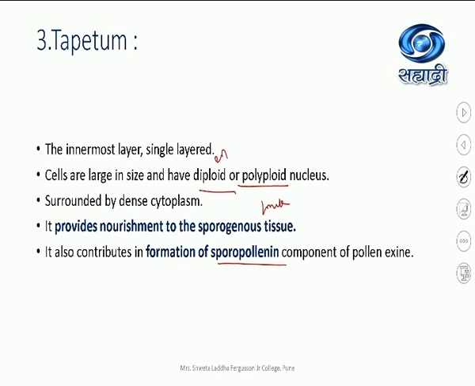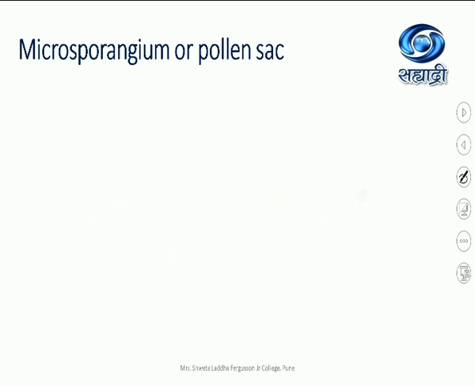So sporopollenin is a very important component which is formed by whom? It is formed by the tapetum. These are two important functions of the tapetum: they provide nourishment to the sporogenous tissue, and they contribute to the formation of sporopollenin. They are polyploid or diploid in nature.